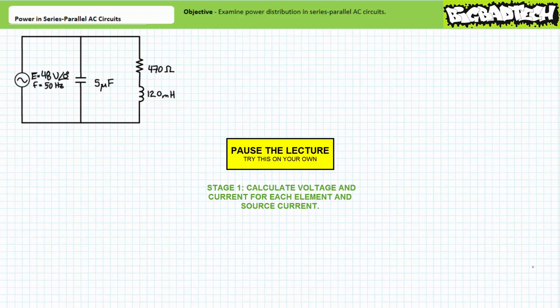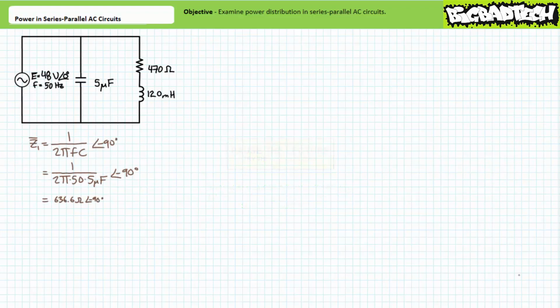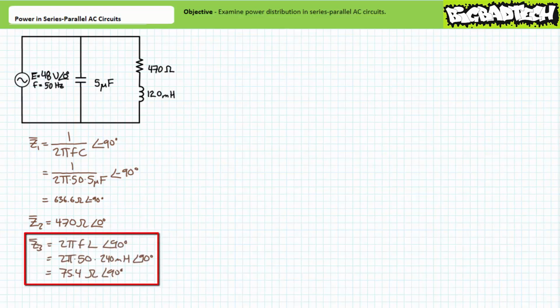If you're tracking, you should have obtained the following results. The complex impedance of the 5 microfarad capacitor at an excitation frequency of 50 Hz is approximately 636.6 ohms at an angle of negative 90 degrees. Let's call this impedance Z1. The complex impedance of the 470 ohm resistor is 470 ohms at an angle of 0 degrees. Let's call this impedance Z2. The complex impedance of the 120 millihenry inductor at an excitation frequency of 50 Hz is approximately 75.4 ohms at an angle of 90 degrees. Let's call this impedance Z3.